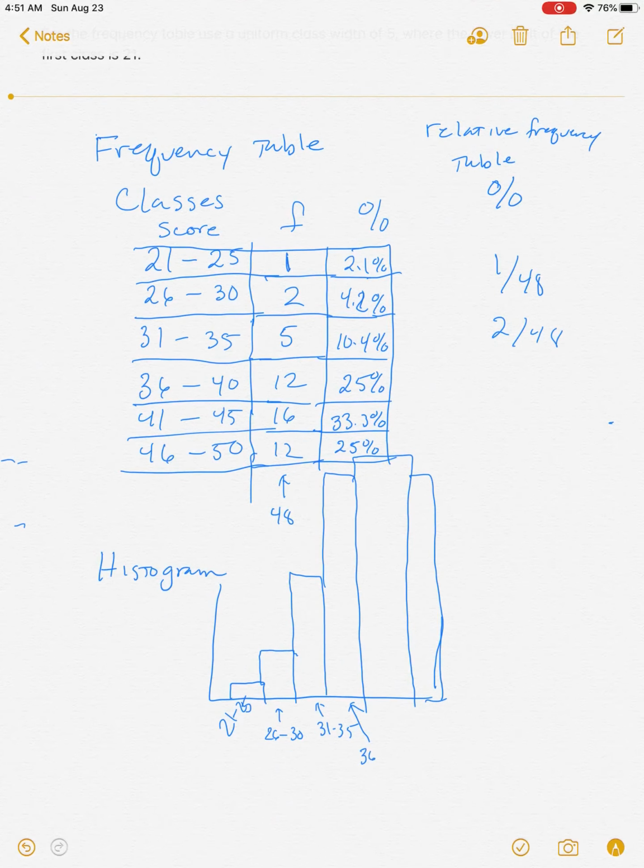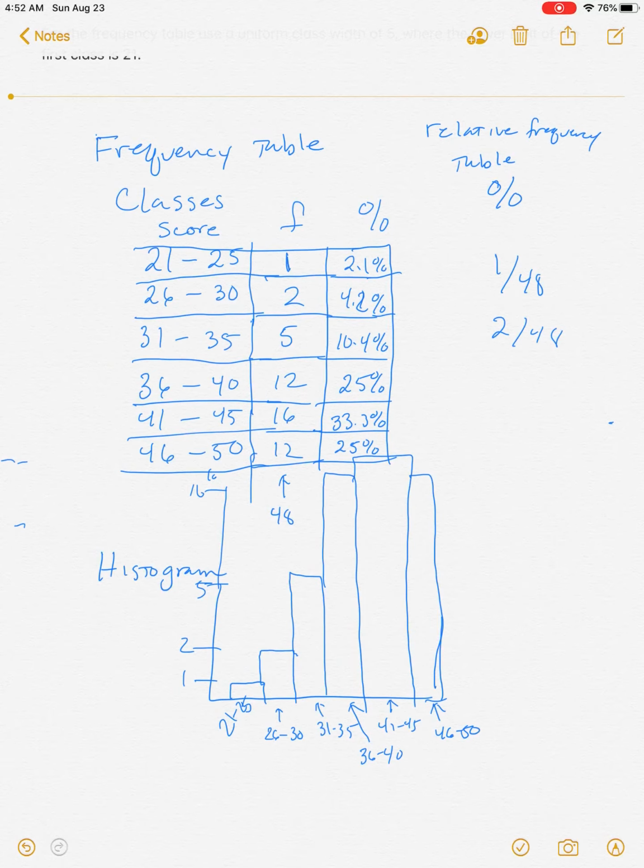So this is 36 to 40. This one right here is 41 to 45. And this one right here is 46 to 50. So that's all there is to a histogram. You're just drawing a bar graph of the frequency, right? Where this is the frequency height of 1, 2, 5, right? Up here would have been 12 and 16, right? Coming across the top. And the point is you get a nice picture of that data.